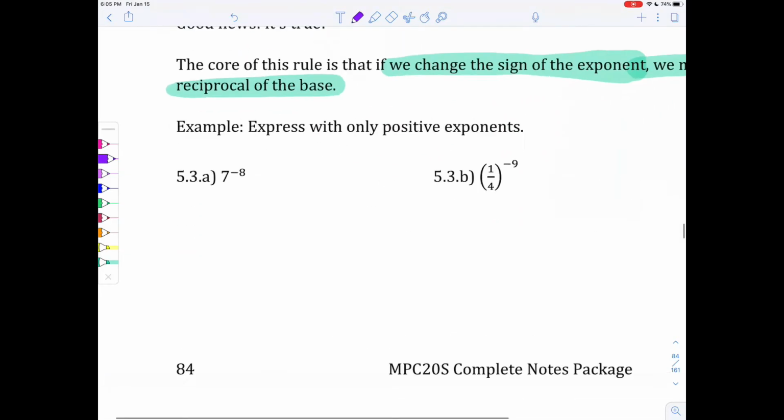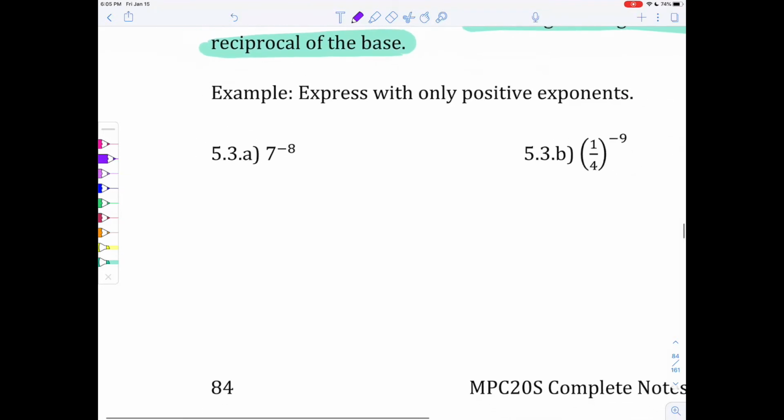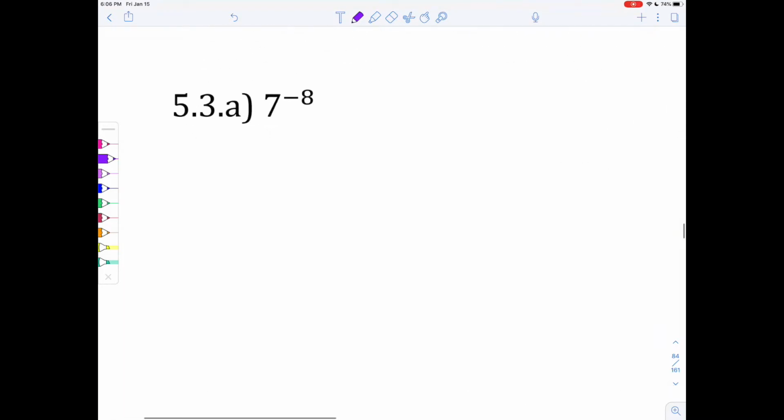So let's take a look at a couple of examples. So this first example here, first of all, let's just keep in mind that we're not evaluating these answers. We're just trying to rewrite these with positive exponents. That's all that the instructions state to do, so that's all we shall do. So what I want to do is take this negative 8 as an exponent and somehow turn it positive.